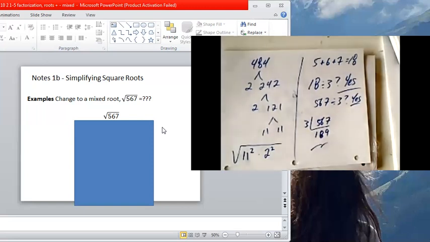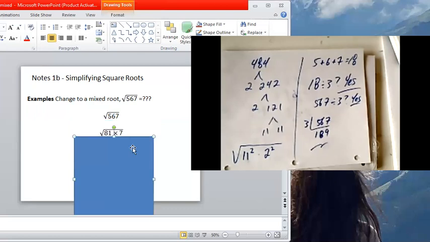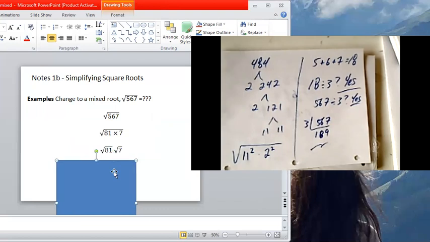Well, that doesn't look very square rooty. Let's see. Oh, okay, 81 times 7. Different way of, different order of doing it. Split them up. 9 and a 9 root 7 like that.